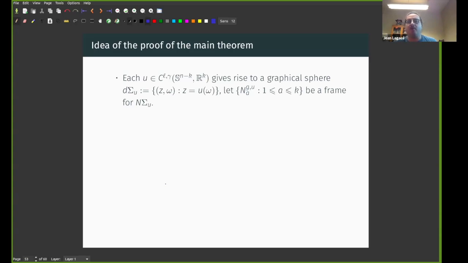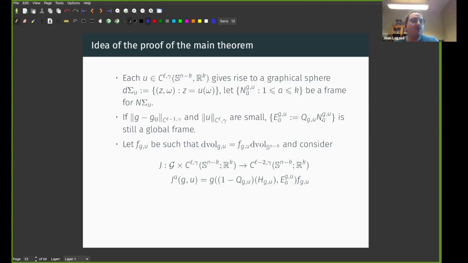The first step: if I'm looking at graphical spheres, I can replace my parameterization by functions over the sphere, and I'll take a frame for my normal bundle to this sigma u. I'll state that if the metrics are close and the norm of this u is small, then applying my operator Q to this frame is still a global frame.